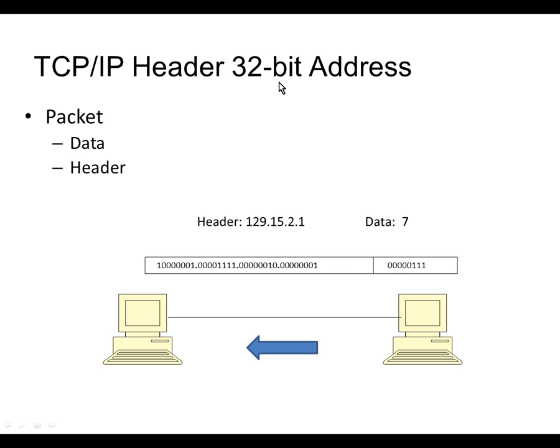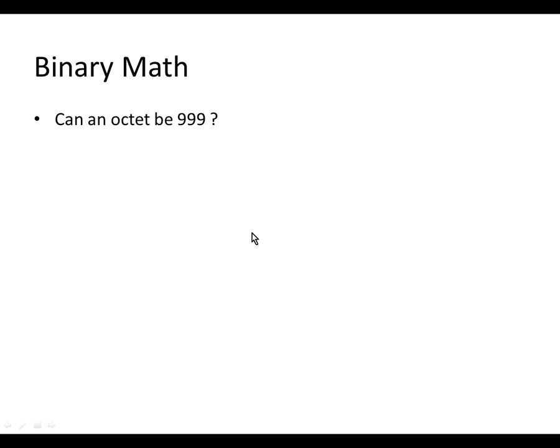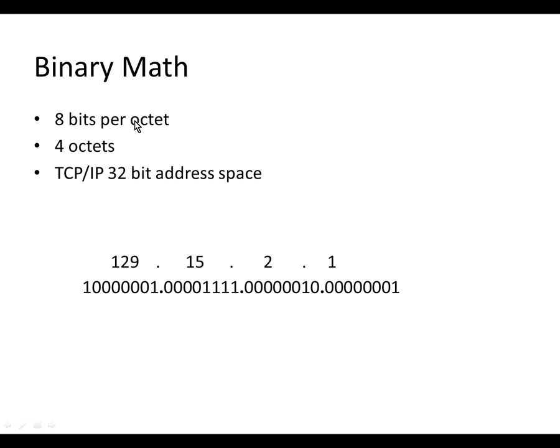TCP/IP has a 32-bit address space. So can an octet be 999? No, it can't, because there are only 8 bits in an octet, and when all the bits are set to 1, you get 255. There are 8 bits in an octet, and if they're all set to 1, the highest value you can have is 255. 8 bits, 4 octets, a total of 32 bits in an IP address space. 32 bits in an IP address.